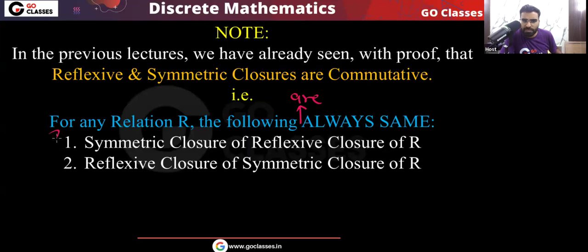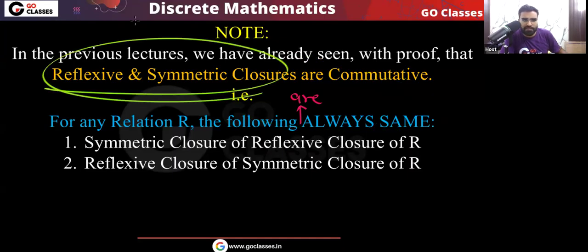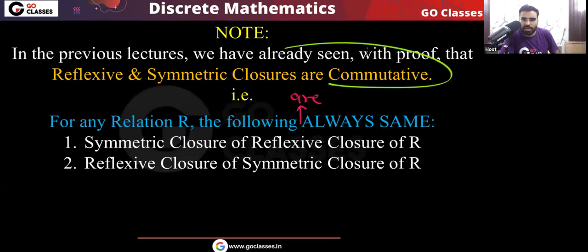The following are always the same. Means for the relation R, first you find the reflexive closure, and then on top of that you find the symmetric closure. Or for the relation R, you first find the symmetric closure, then on top of that you find the reflexive closure. Then remember, the result for both of these will always be the same. So I can say that reflexive closure and symmetric closure are commutative. You can perform them in any order, the result will be the same.